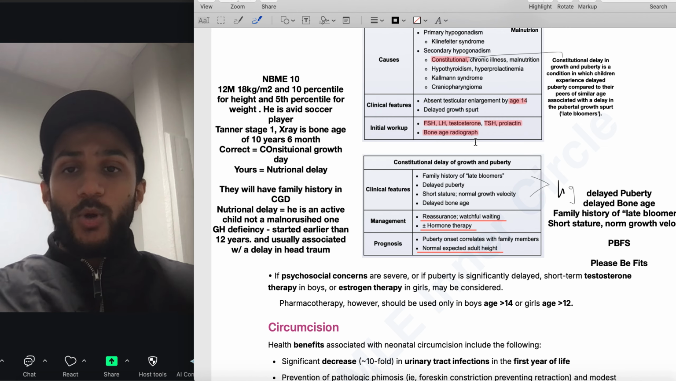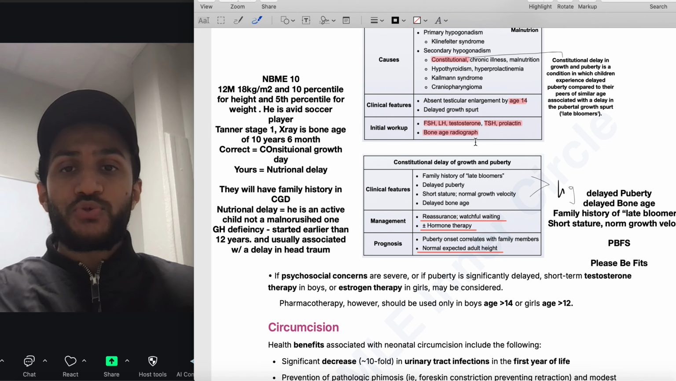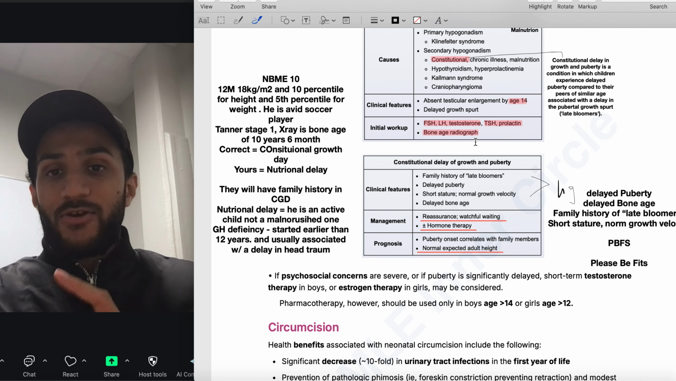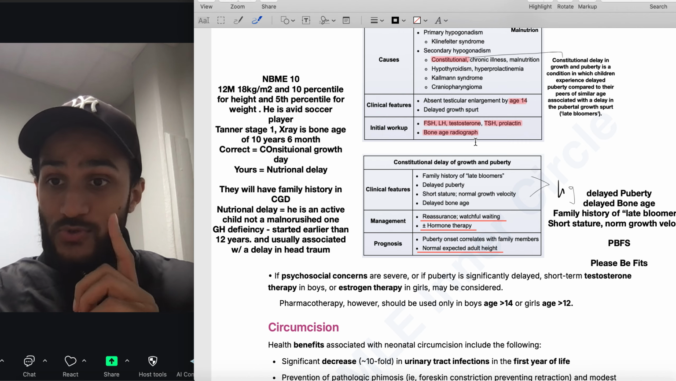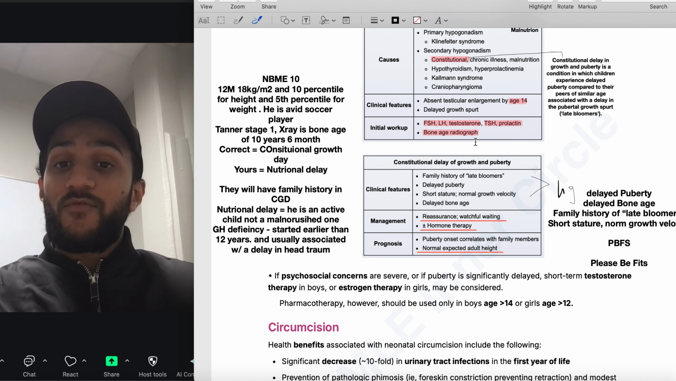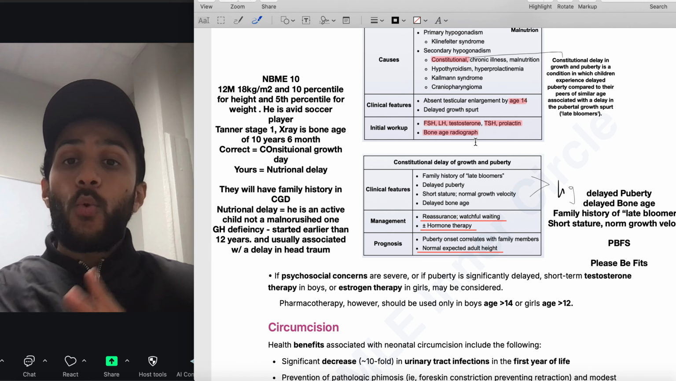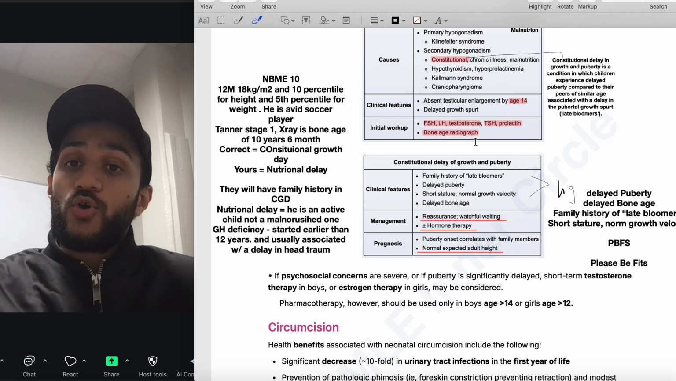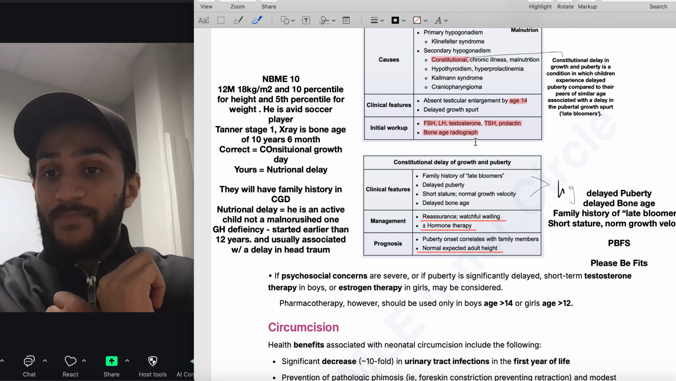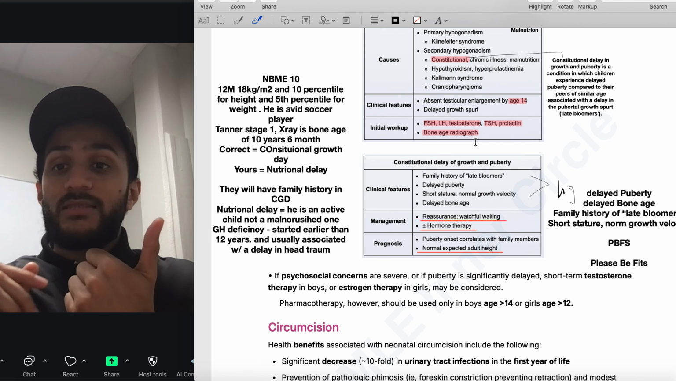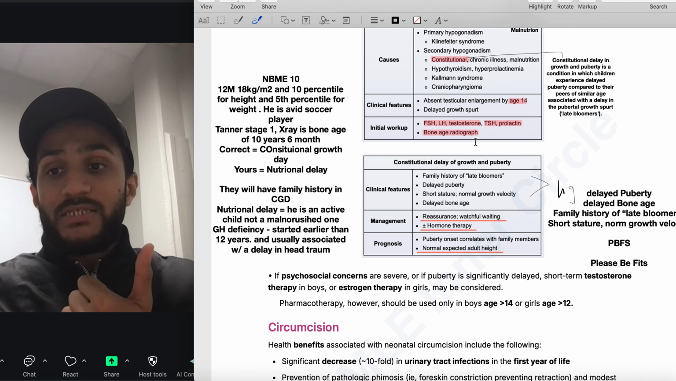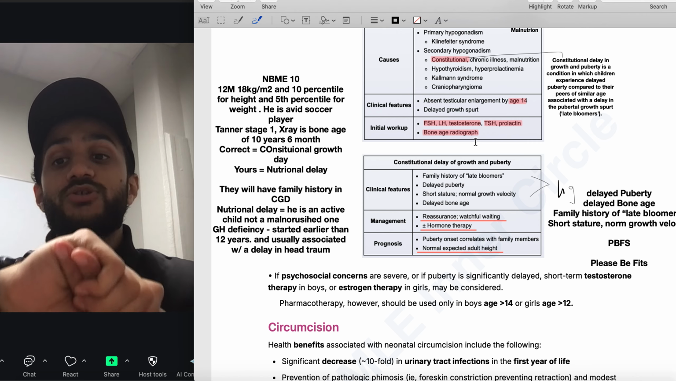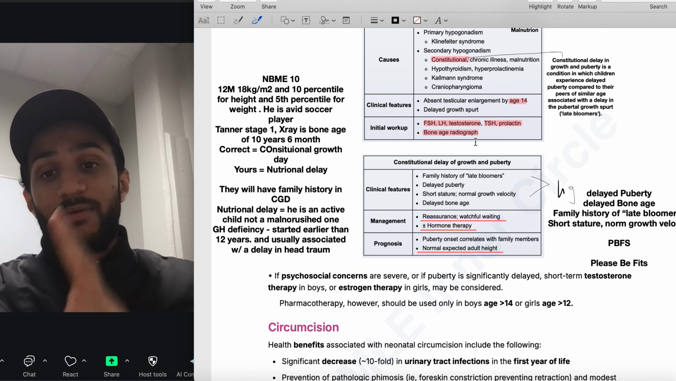We have an NBME number 10 question here. A 12-year-old male, 18 kg per meter squared, 10th percentile for height, and 5th percentile for weight. He's an avid soccer player. Tanner stage 1 at 12 years old. X-ray of the bone is 10 years and 6 months. What's the diagnosis? So guys, over here they didn't give us any family history, but they could have mentioned the family. So that's the first criterion, family. Second is going to be sexual delay or hypogonadism. We see here Tanner stage 1. So two criteria he more or less meets. Third is bone age. So his bone age is going to be quite delayed. So three categories he meets.